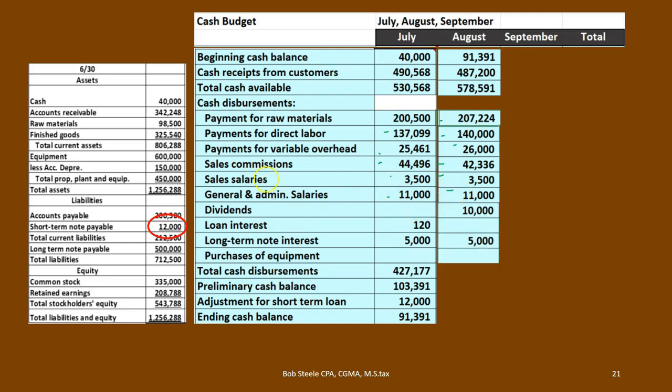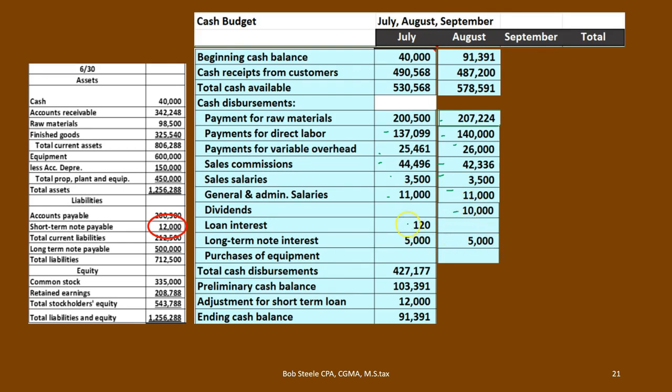And then we're going to say we have dividends. So this problem is going to make an assumption that we did pay dividends, or we're going to pay dividends. We're planning on paying dividends in August. So that's going to be this 10,000 that we would have to add to our budget, our assumption cash dividends in this case.